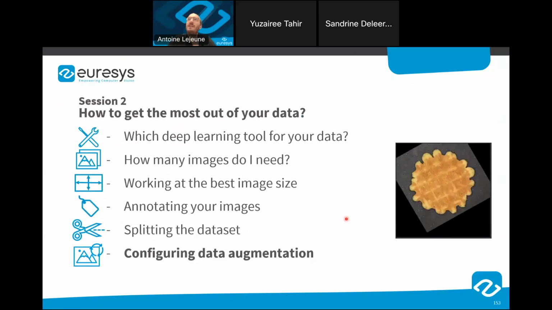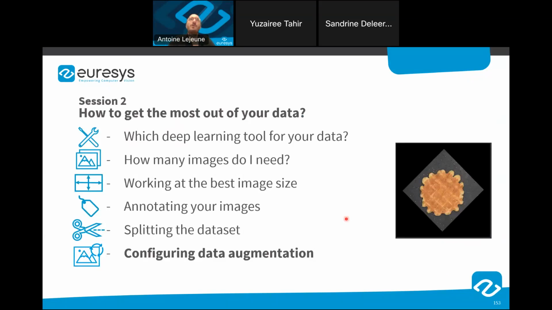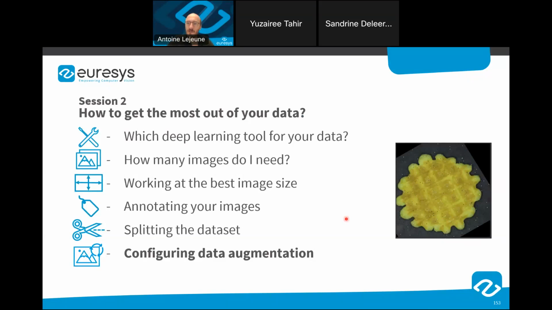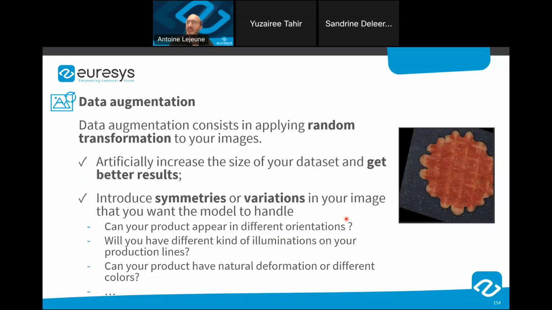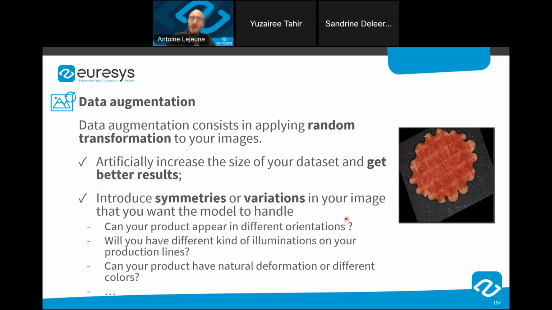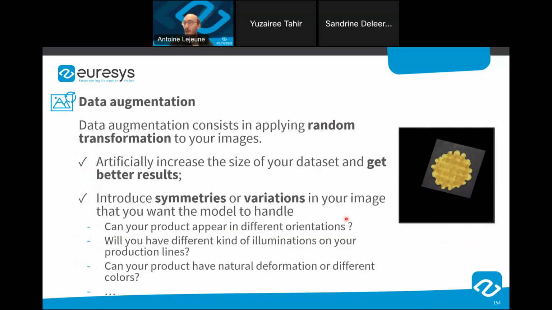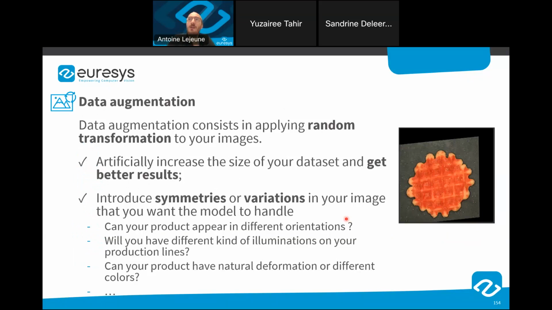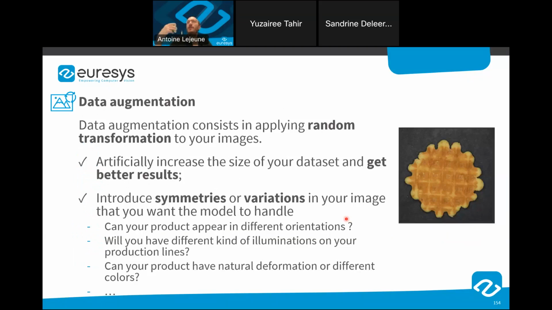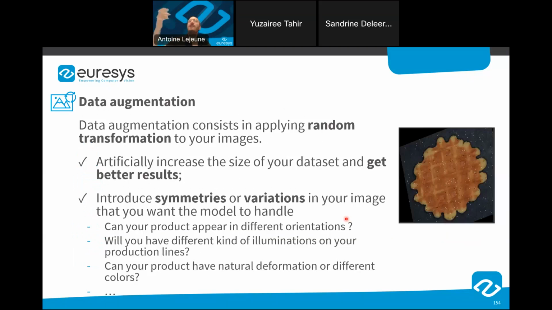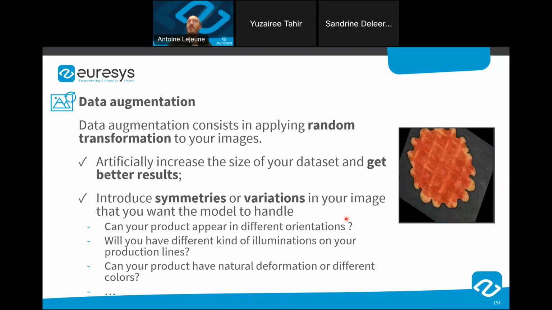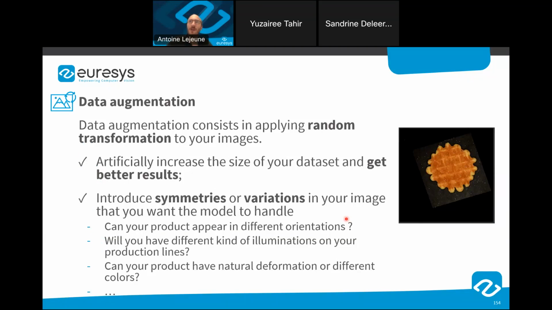Okay, now let's go to the final section for today, which is about data augmentation. So what exactly is data augmentation? They are random transformations that will be applied to your images before we use them in the training algorithm. So in practice, it will artificially increase the size of your dataset by generating new transformed versions of your images.